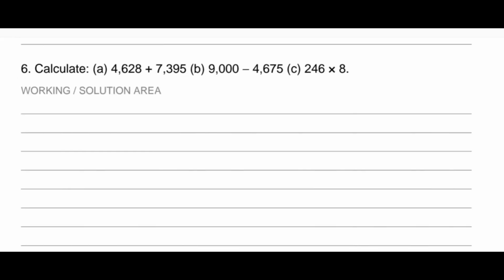Question 6. Calculate A. 4628 plus 7395. B. 9000 minus 4675. C. 246 times 8. Now let's see how we can solve them. So the first one, A.